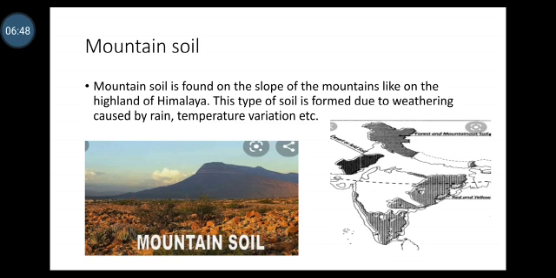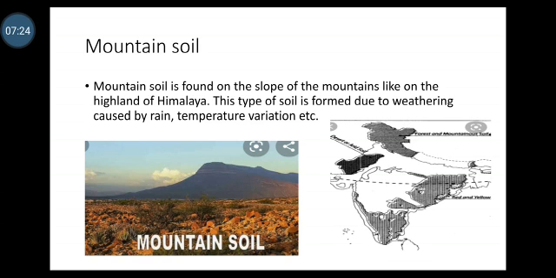Mountain soil is found on the slopes of mountains, like on the highland of the Himalayas. This type of soil is formed due to weathering. What is weathering? Weathering is the breaking down of rocks due to rain, temperature variation and erosion. So that is how this soil is formed. Mountain soil occupies about 8% of the total land area of India, and this soil is coarse and well drained. So this is very suitable for cultivation of tea, coffee and fruits.